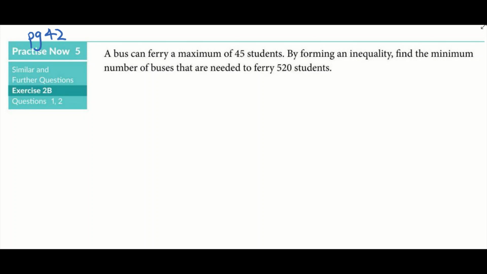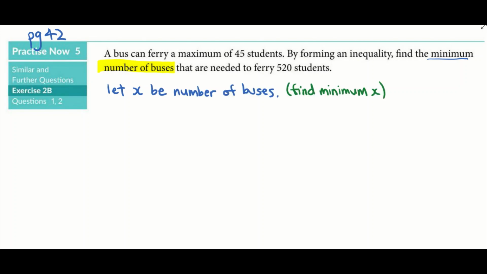Okay, so we let X be something. My hint is you will always let X be what you want to find. So what do you want to find in this question? Minimum number of buses. So you need to define X as number of buses. After you define X, then you create the inequality based on the question.